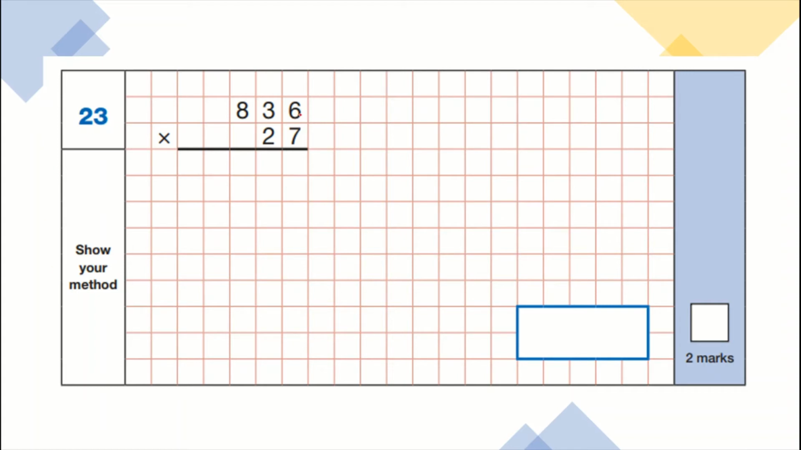6 times 7 is 42. Write down the 2 and we're going to remember the 4. 7 times 3 is 21. Plus 4 is 25. So we write the 5. And now we're going to remember a 2. 7 times 8 is 56. Plus the 2 is 58.